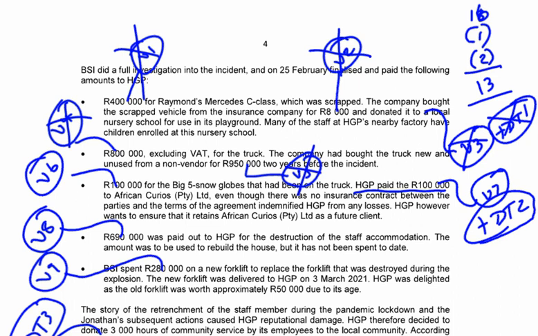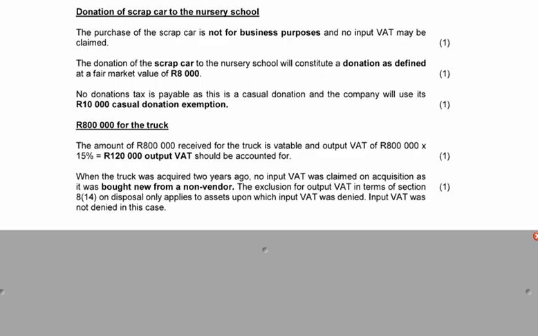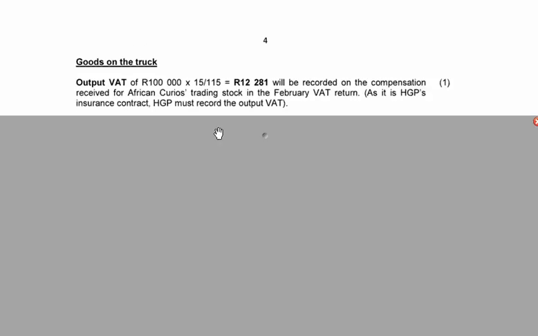So, number 6, 100,000 for big snow globes that have been on the truck. This is an insurance claim that you receive 100,000 Rand. Now, I know that they're not your snow globes, but it is your insurance contract. And if someone pays you something in terms of an insurance contract, you need to account for VAT on it. So what's going to actually end up happening as far as this is concerned? There's going to be output VAT of 100,000 times 15 over 115 equals 12,821 on the compensation. It's your insurance contract. You need to pay the VAT on it.